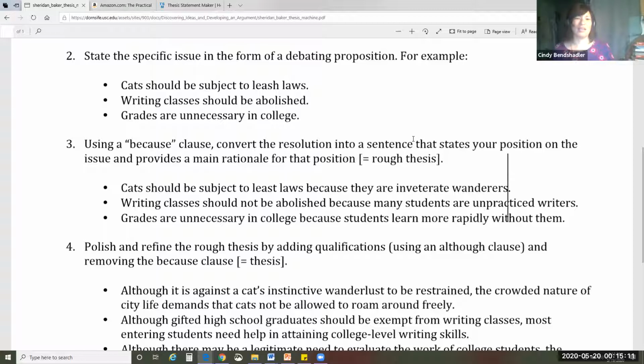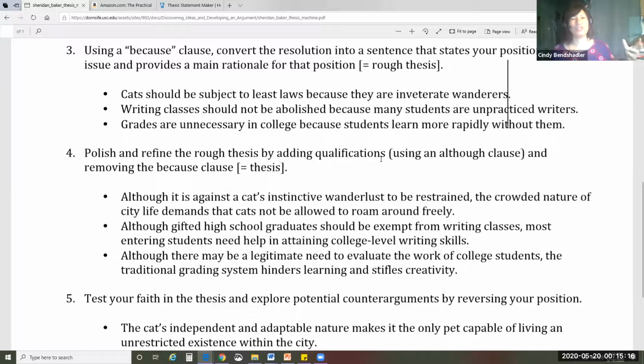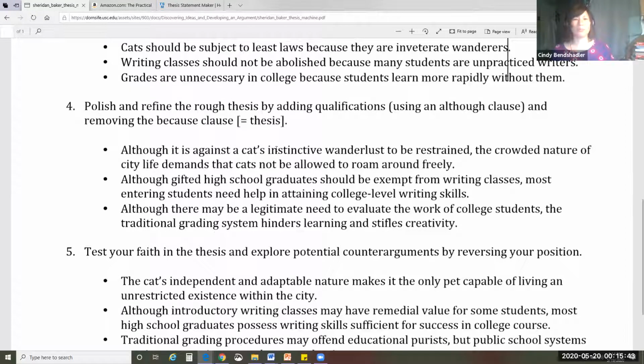and then you're adding those into the thesis. Then what's nice about the Sheridan Baker machine is that it gets you to start thinking about ways of adding nuance to your position, adding a sophistication, and what they call qualifications to your idea. And qualifications are where you say, okay, it might not always be true, or there are some exceptions to the rule, or there's some limiting factor that we want to introduce. And so as an example, in here they suggest that you take off the because clause just for clarity's sake.